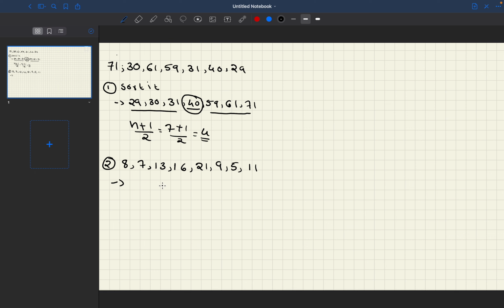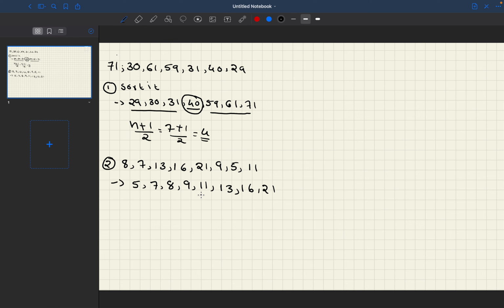First step is we have to sort it. So it will be 5, 7, 8, 9, 11, 13, 16 and 21. Now we can count it. 1, 2, 3, 4, 5, 6, 7, 8. So this is an even number of items in the data set.